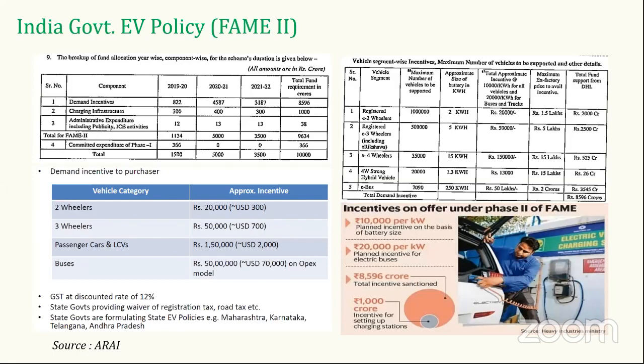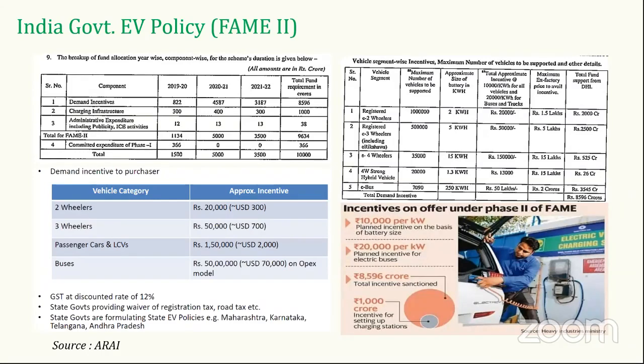Yeah, thank you. So what is happening from the government side? Let's quickly check India's government EV policy. We call it FAME II, which is the Faster Adoption and Manufacturing of Electric Vehicles. The first line is very important. The government has allocated a demand incentive of close to 8,500 crores across various segments. Those segments are given in the right-hand side table. For example, the 8,500 crores is given across vehicle segments such as two-wheelers, three-wheelers, four-wheelers, and hybrid vehicles.